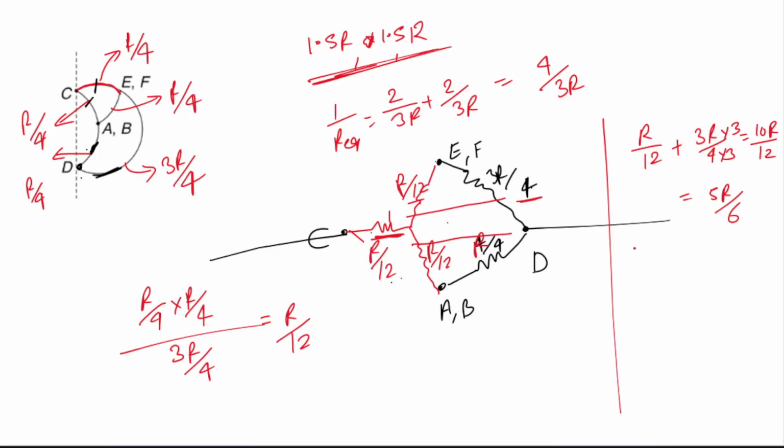Now this will become how much? So this is r/12 plus r/4. So again r/12, 3r/12, right? So this is 4r/12, that is r/3. Done. So this is r/3, this is 5r/6. Let's now reduce this and I will write it finally.